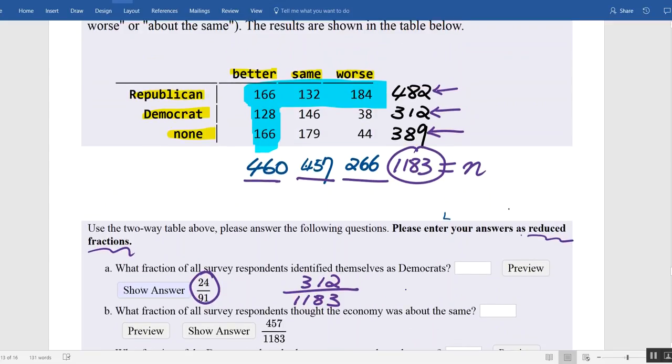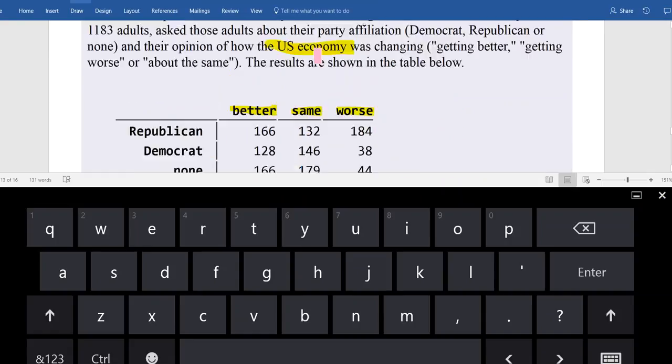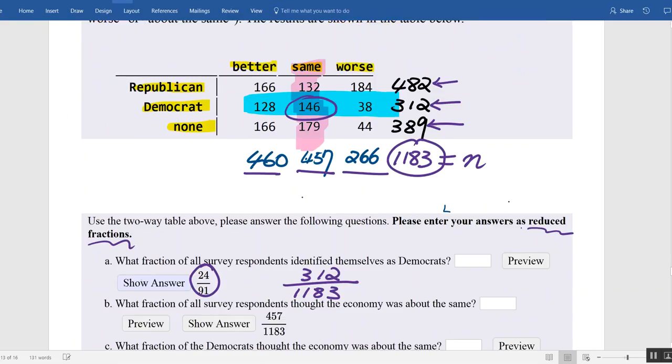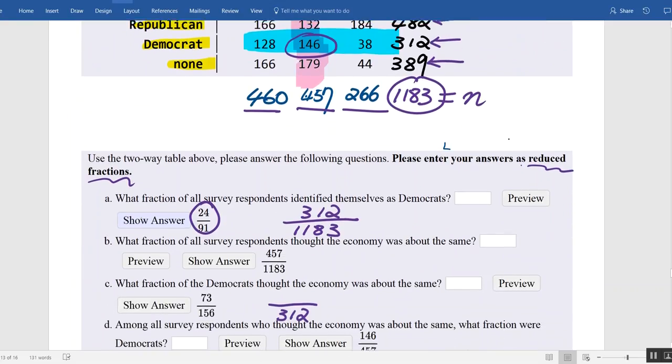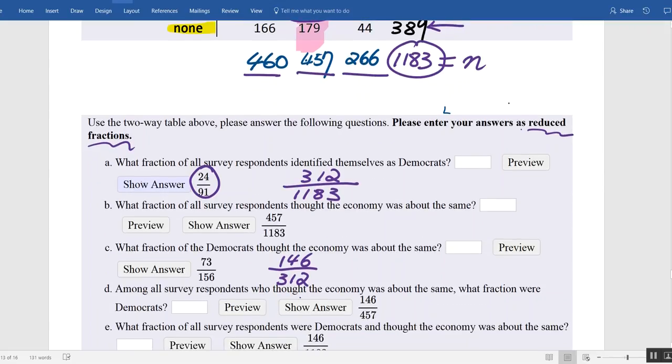So the question is asking, out of all of the Democrats, how many of them thought the economy was about the same? And the second column gives us people who thought the economy was about the same. So the intersection is people who are Democrats and thought the economy was about the same. So that will be 146. Simplify this with your graphing calculator. You will have the final answer.